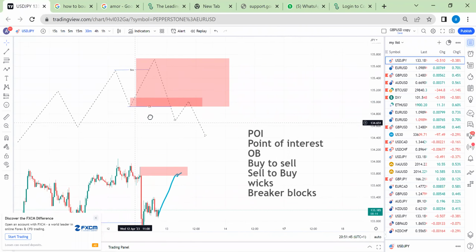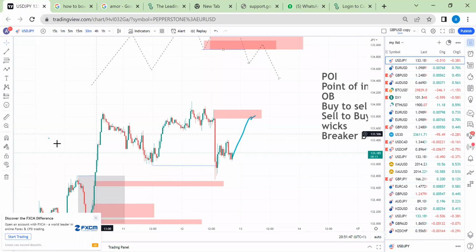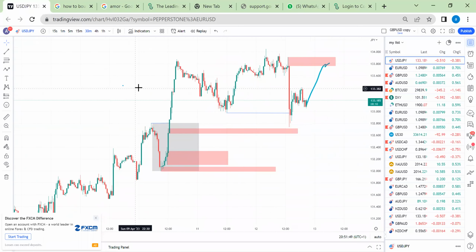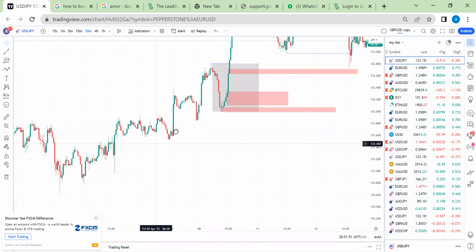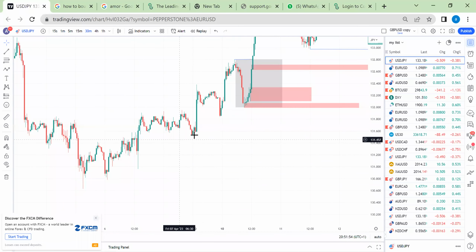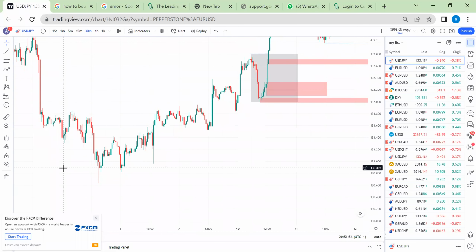All right. So that's another way of choosing your POI. That can also be your POI. Let's look for an example. It normally happens when we have a change of character.